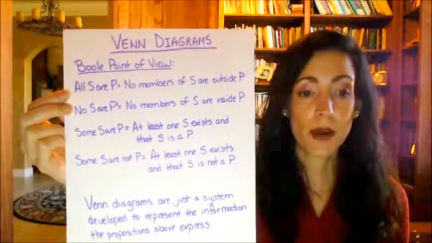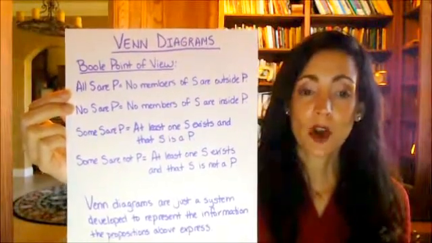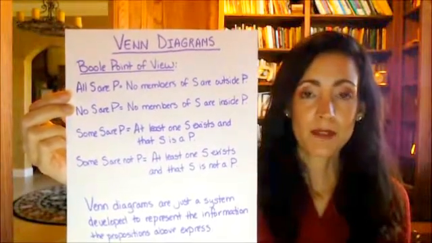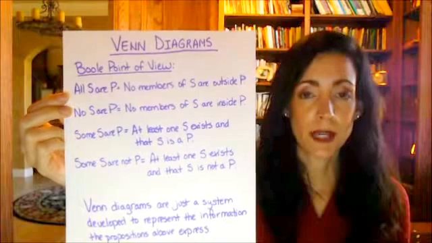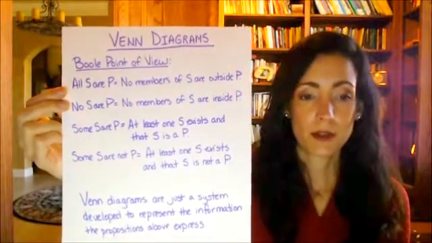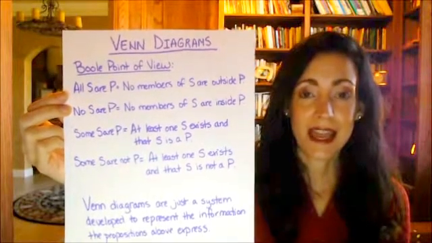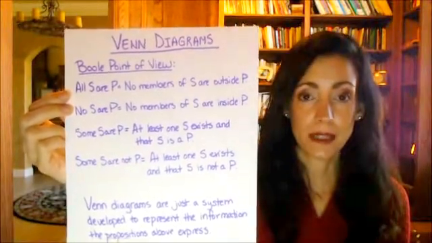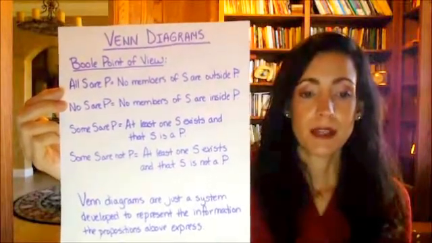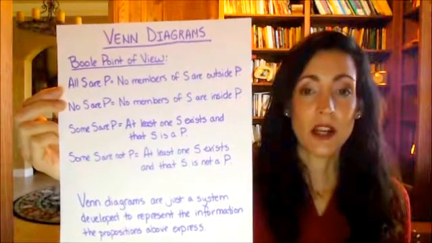Now, if we go to no S are P, what it says is that no members of S are inside of P. So it's saying that all members of the S group are totally separate from all members of the P group. Now, if we go to some S are P, at least one S exists, and that S is also a P. Okay? Some S are not P. That's saying that at least one S exists, and that S is not a P.